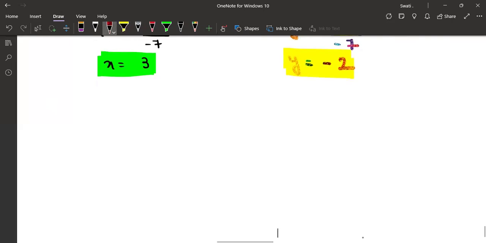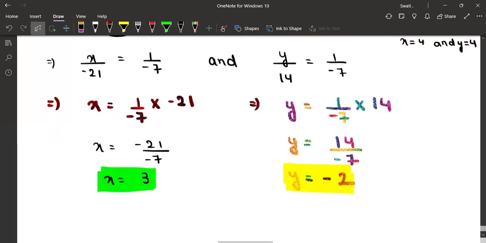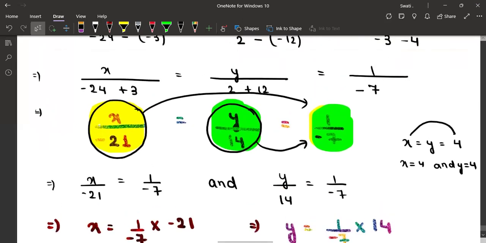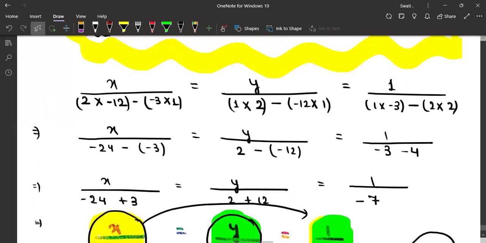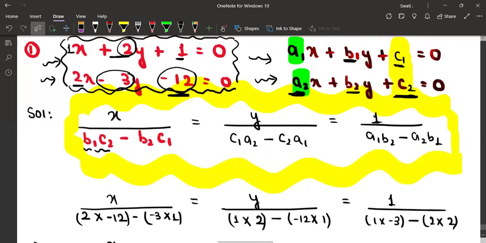Clear? Do you have any doubt in this method, Manya? See, if you have understood every step, then it's great. You just have to practice more and more in order to become comfortable in solving this method using cross multiplication, right? Okay. Got it?